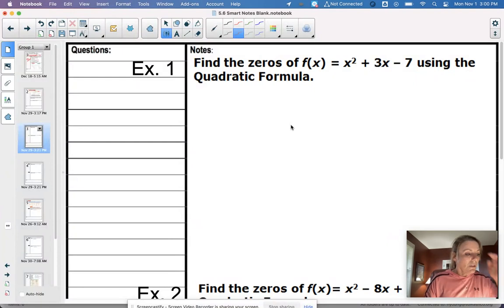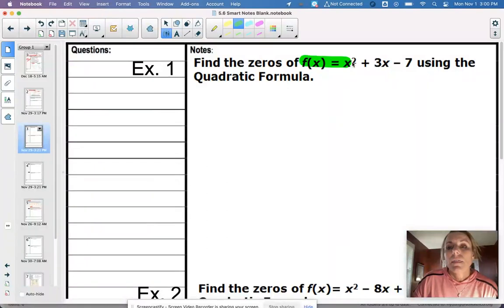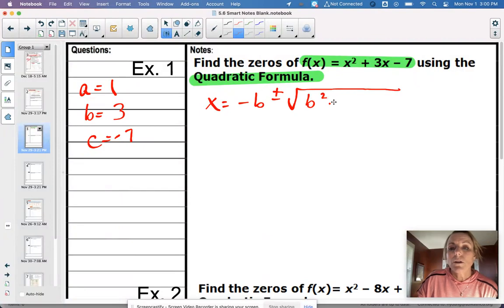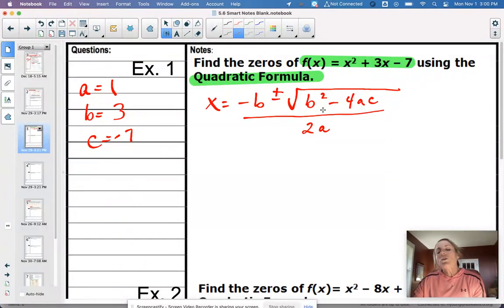Example 1. Find the zeros of the function using the quadratic formula. So we're not going to try to factor that. It's not factorable anyway. I can't find two numbers that multiply to -7 and add to 3. So over here, we're going to write what a is, what b is, and what c is. x is equal to negative b plus or minus the square root of b squared minus 4ac all over 2a. When I start plugging in each of the numbers a, b, and c, I'm going to show you something.